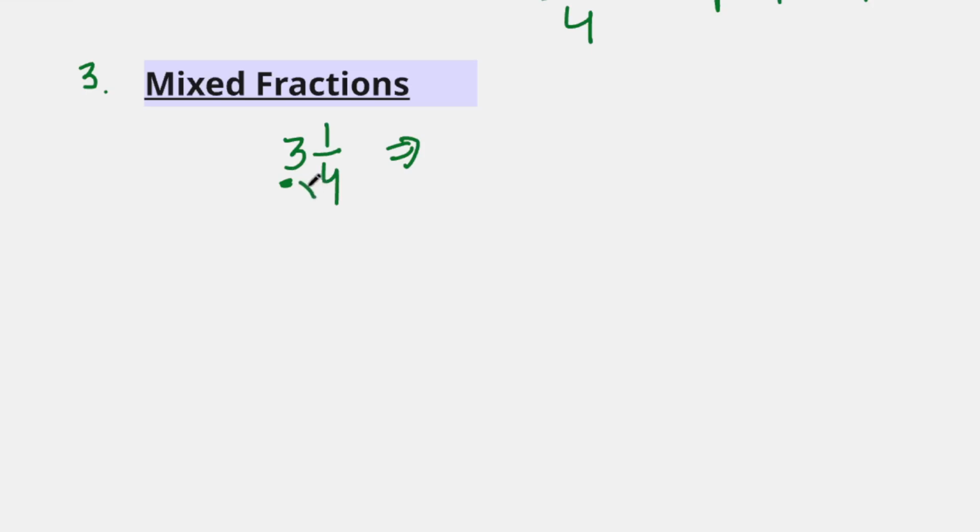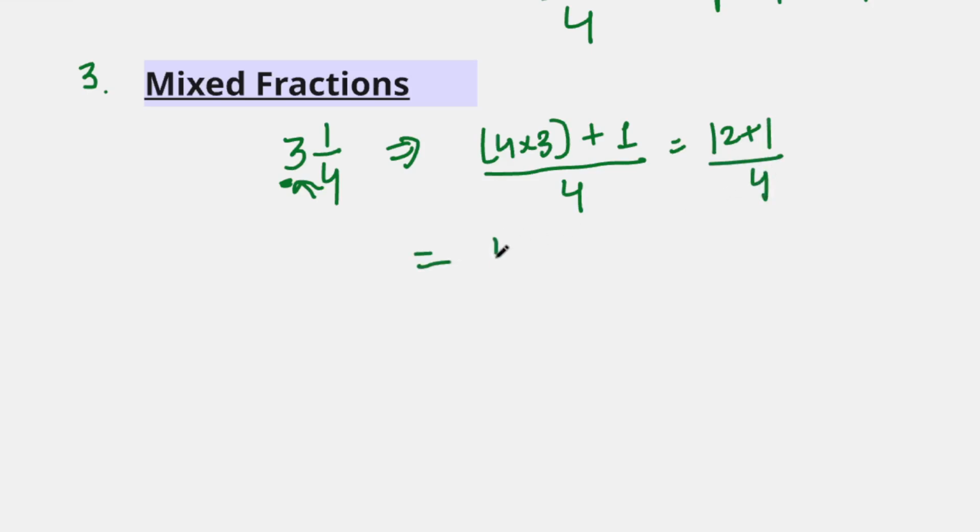What do we do? We multiply these two. We do 4 multiplied by 3. The denominator is multiplied by the whole number, and whatever we get, we add it to the numerator, but the denominator remains the same. So here we get 12 plus 1 upon 4, which gives us 13 upon 4. Here you can see numerator is bigger than the denominator, so this is an improper fraction. And it came from a mixed fraction.